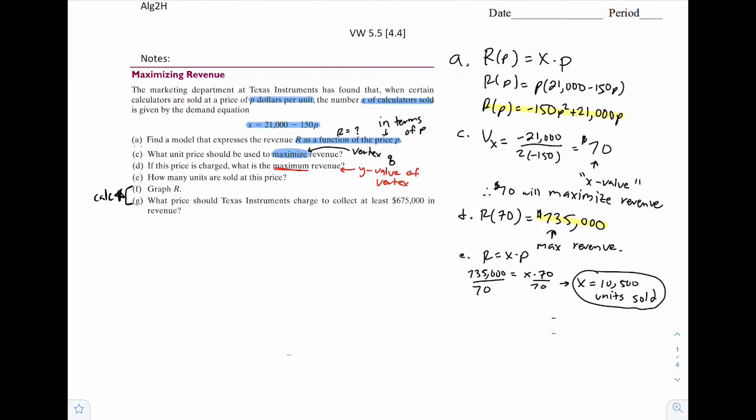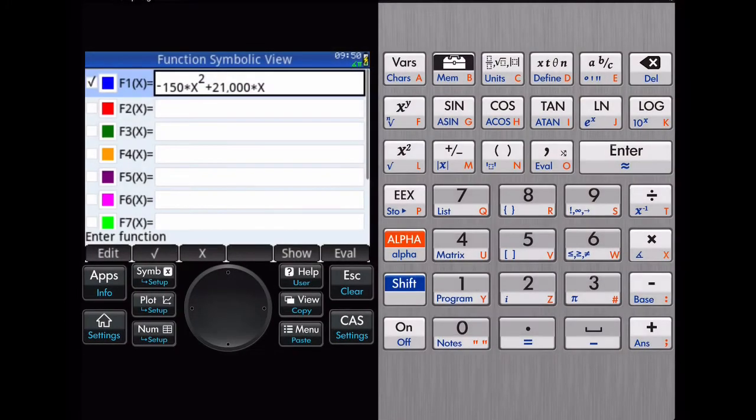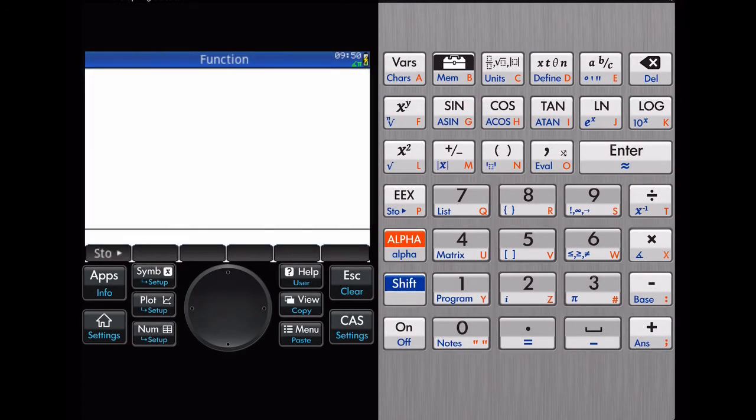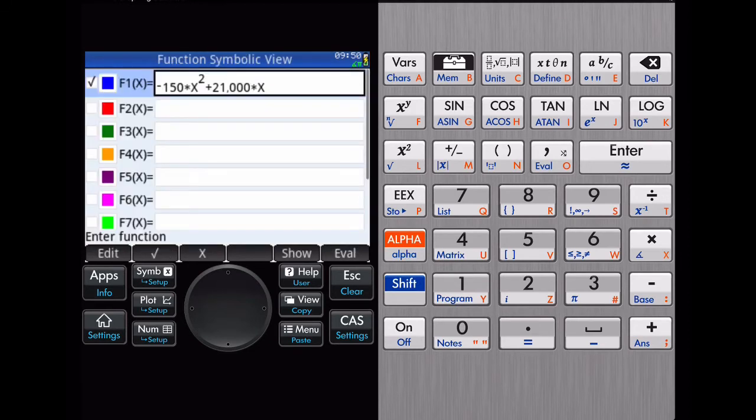Okay, now F, graph R. So for this one, on this worksheet, you ever see this graph, or for part G as well, anything that seems like you need a calculator to do it, just use your calculator. That's why we have a calculator for this particular unit. So open up your HP Prime. If you're in home, you can hit symbol or hit apps and function and type it in to your first function, negative 150x squared plus 21,000x.